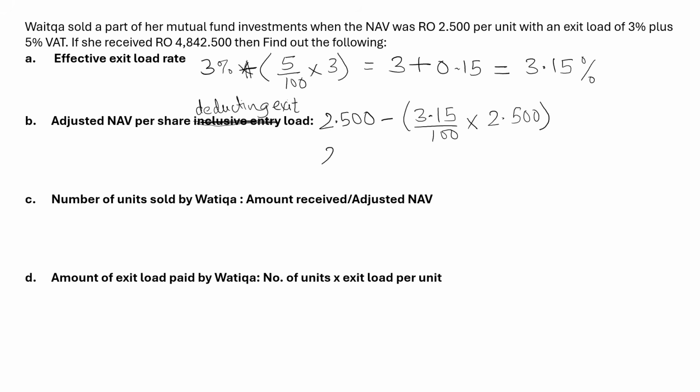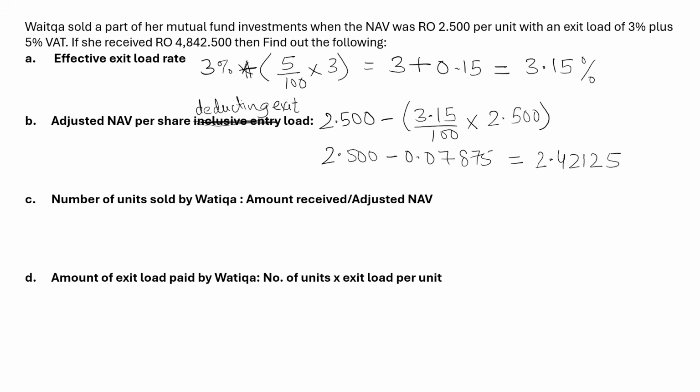So what will be the answer? 2.5 minus 0.07875. So our adjusted NAV after deducting the exit load will be 2.42125. I hope this is clear.